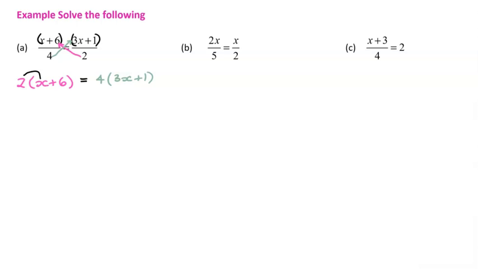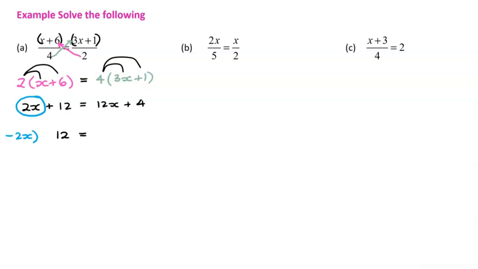So to do that, 2 times x gives us 2x, 2 times positive 6 gives us plus 12. Got that equal sign in there. 4 times 3x will give us 12x. 4 times positive 1 will be 4. I really like to identify the smallest pronumeral value. So we've got 2x is our smallest one here. So we'll do the opposite to both sides. We'll take 2x away. So on the left-hand side, that gives us 12.